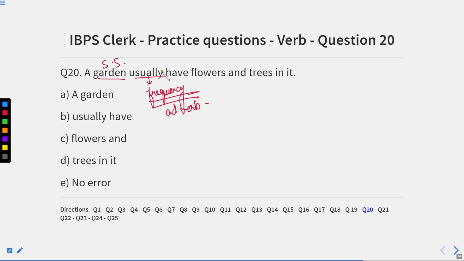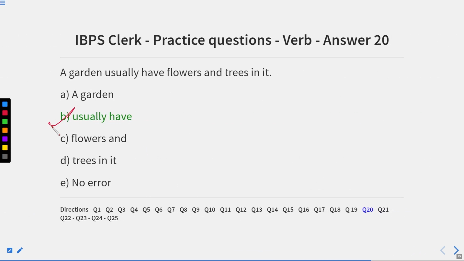If it is a singular subject, we need to write a singular verb with it. So this "have" should be replaced with "has". The error is in part B, and the correct sentence will be, a garden usually has flowers and trees in it.